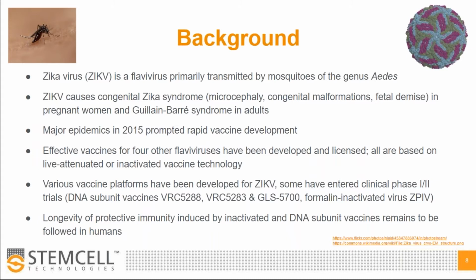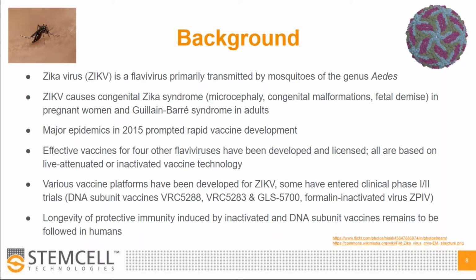Zika virus is a mosquito-borne virus, and it causes congenital Zika syndrome in pregnant women, and it can also cause Guillain-Barré syndrome in adults. There were several major epidemics in 2015, which prompted rapid vaccine development. The development of an effective vaccine for Zika virus seems feasible because several effective vaccines for 4 other flaviviruses have been developed and licensed, and these are all based on live-attenuated or inactivated vaccine technology.